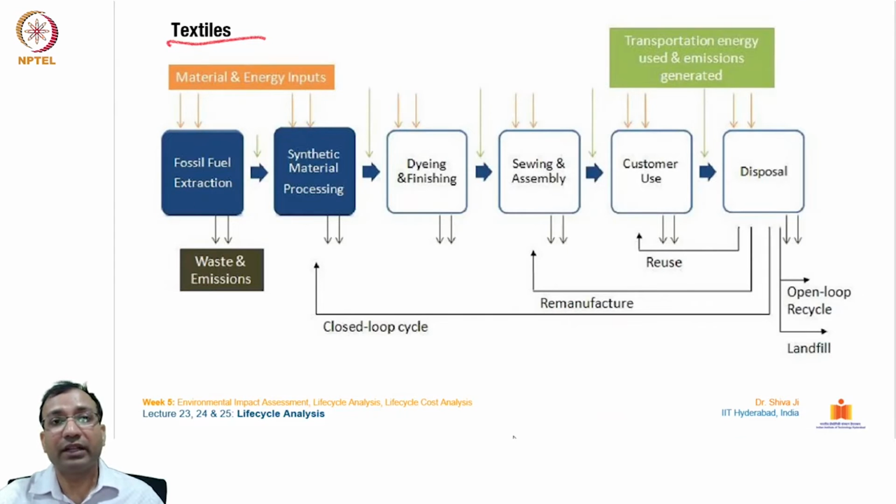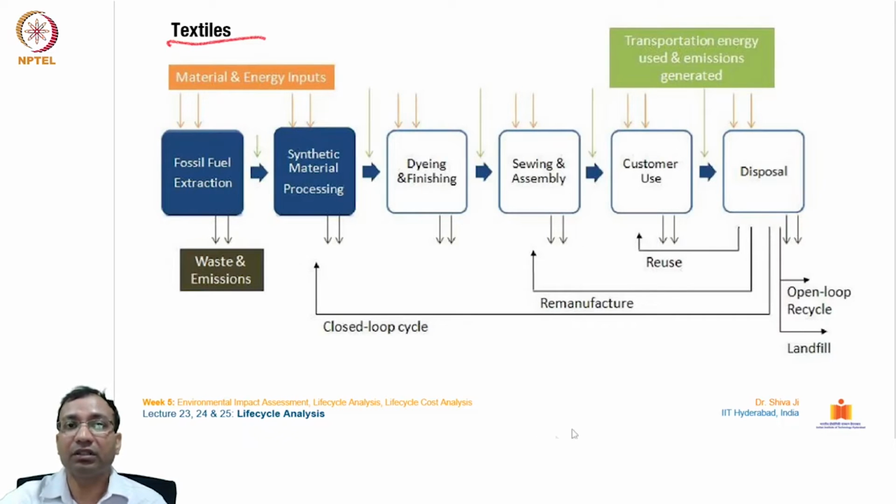Let's move on to seeing the textile. So how the textiles actually work. If you see, starting from the material and the energy inputs, it uses these things to extract the yarn and the fibers. Then it goes for processing, making them into natural or synthetic fibers. And then it goes for dyeing and finishing procedures. Then it goes for sewing and assembly, preparing the final garments.